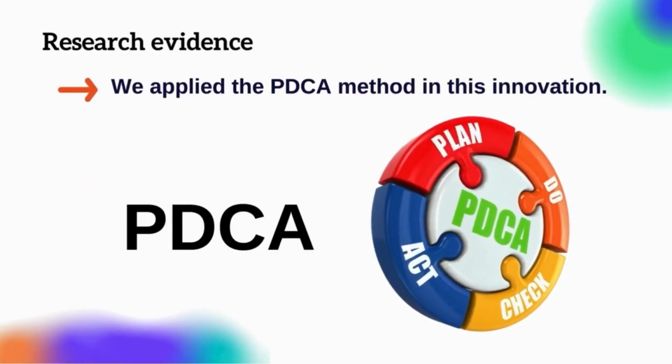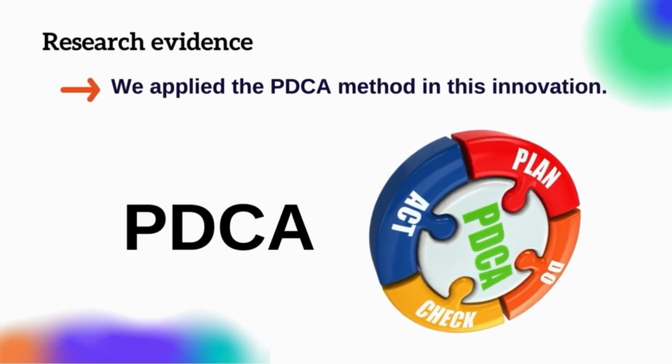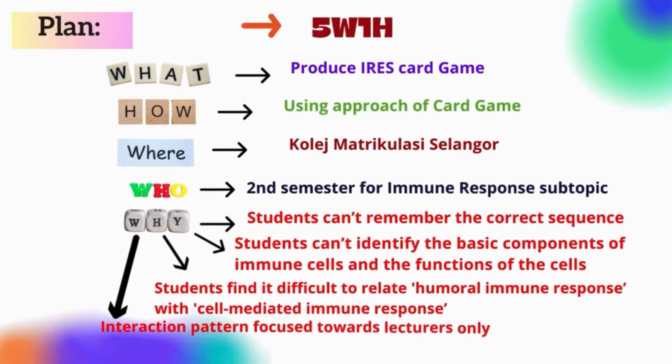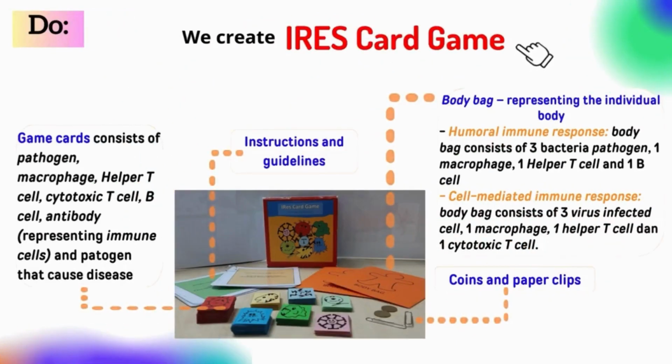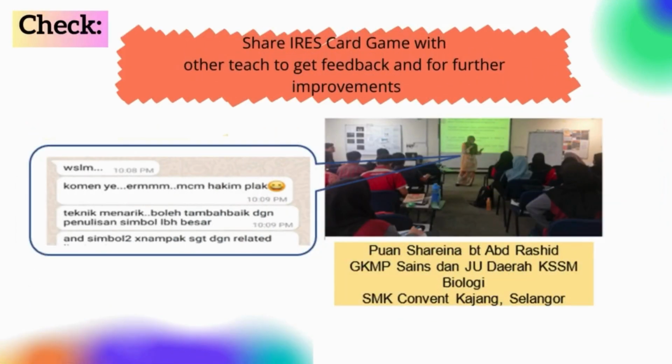In order to achieve our target, we use the PDCA strategy. In the plan section, the 5W1H method is used to find solution to the problem. In the do section, we created Ires card game, which consists of instructions, body bags, coins, paper clips, and game cards that represent pathogen, macrophage, helper T cell, cytotoxic T cell, B cell, and antibody. For the check section, Ires card game was shared with other lecturers to get feedback for further improvement.